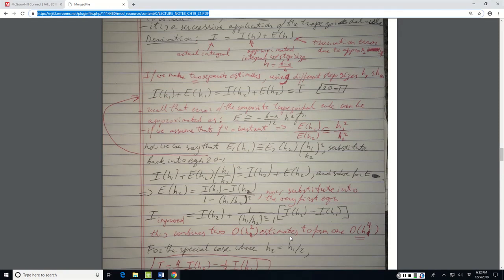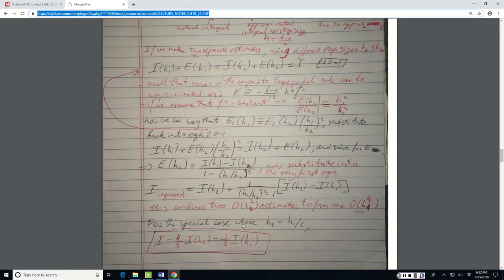So are there any questions about this one? So if you understood nothing and you only want to take one part away from this chapter, it's this equation, right? So you can use this equation to improve the accuracy of your integral estimate.